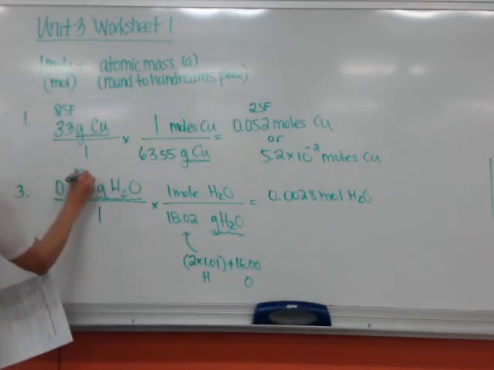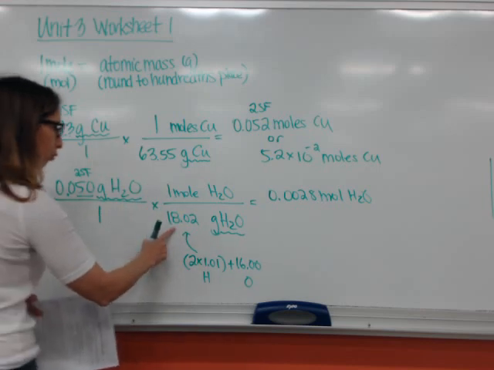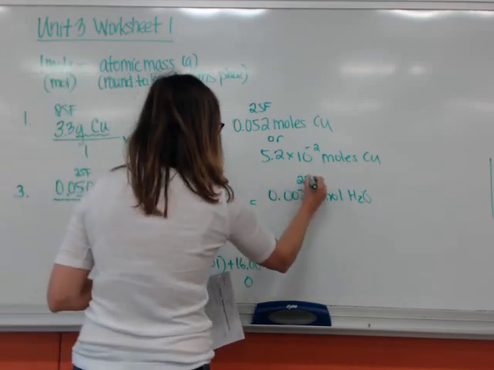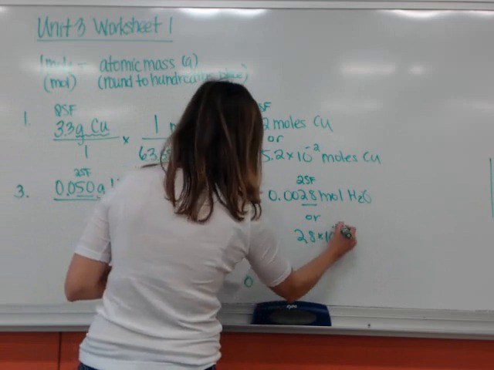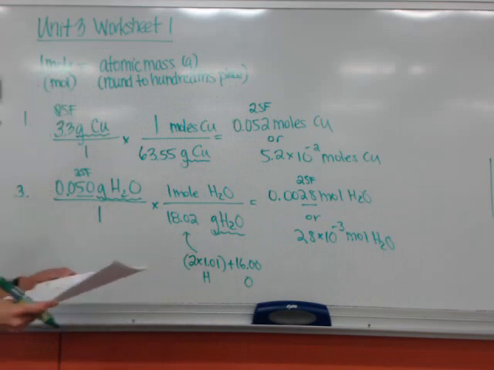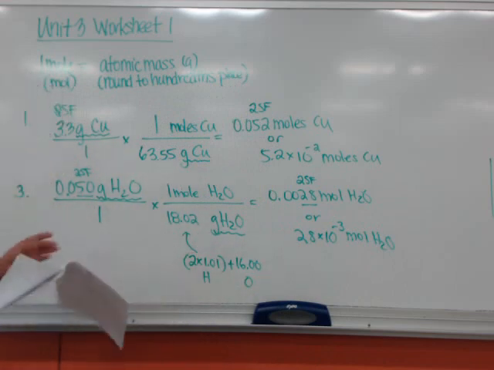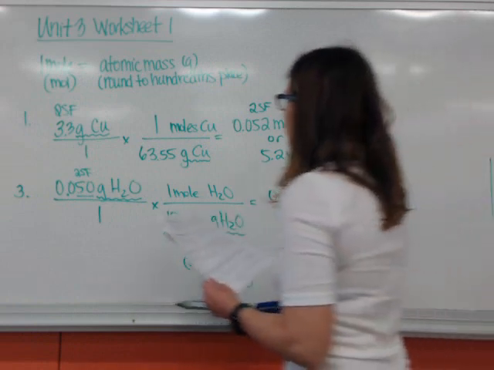You started with 2 significant figures here. The 1 is infinite sig figs. This has 4 sig figs, so that's why we're ending with 2 sig figs over here. If you wanted to write this as 2.8 times 10 to the negative 3rd moles of water, you can. In standard scientific notation, it's the exact same thing. Let's turn the page. Let's take a look at number 4.